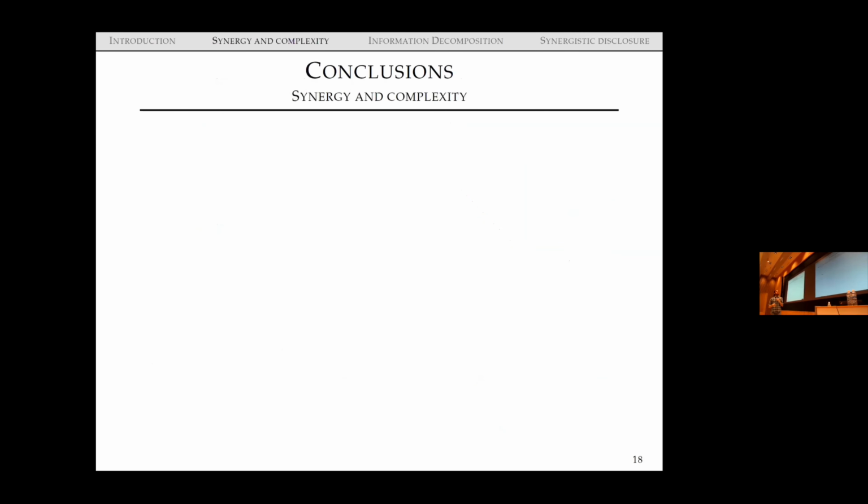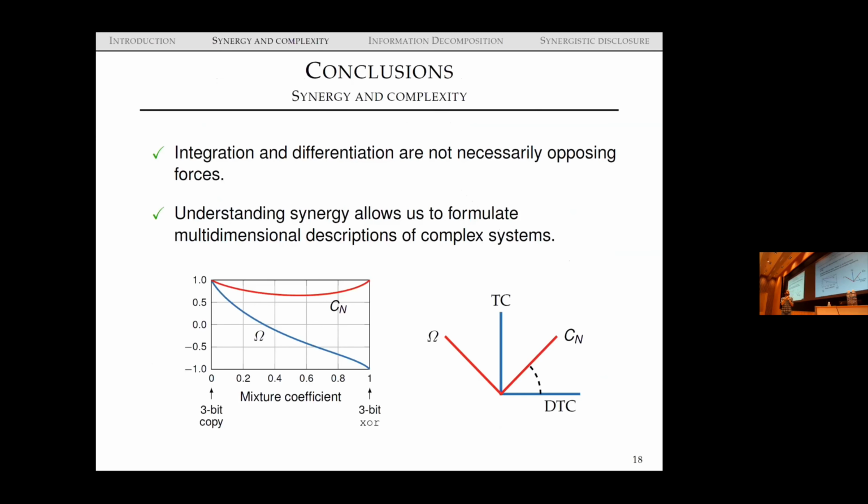Okay. So the interim conclusion for this part one of the talk is that integration and differentiation are not necessarily opposing forces, and that understanding synergy allows us to formulate multidimensional descriptions of complex systems. All right? Any questions so far?